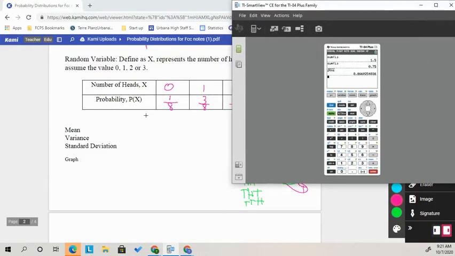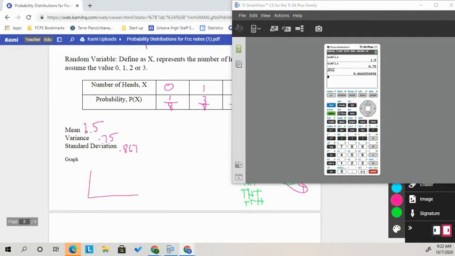All right, so I'm going to write those 3 things down over here. So my mean was 1.5, my variance was 0.75, and my standard deviation was 0.867. You can just do 0.872, that's fine.